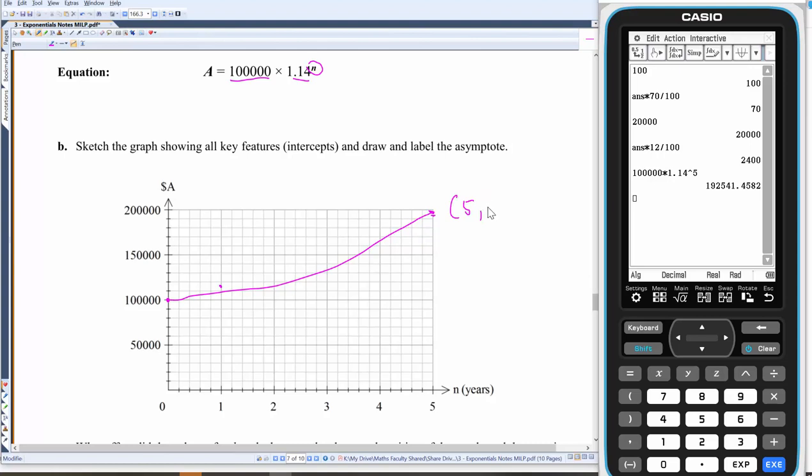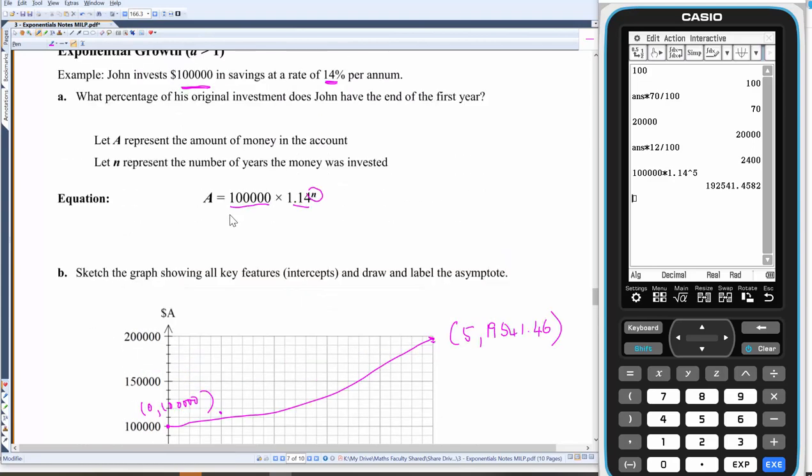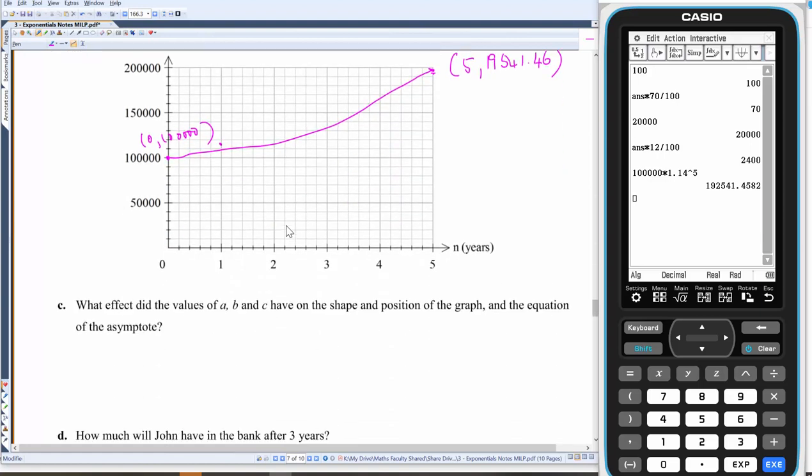So 5, 19,541 point. Now I'm going to round this to 2 decimal places, and I'll explain why in a sec. 4, 6. And this one was 100,000. All right, now how did I know to label with 2 decimal places? Well, this is money. Okay, money is expressed at 2 decimal places. So this is a situation where it's implied rounding.